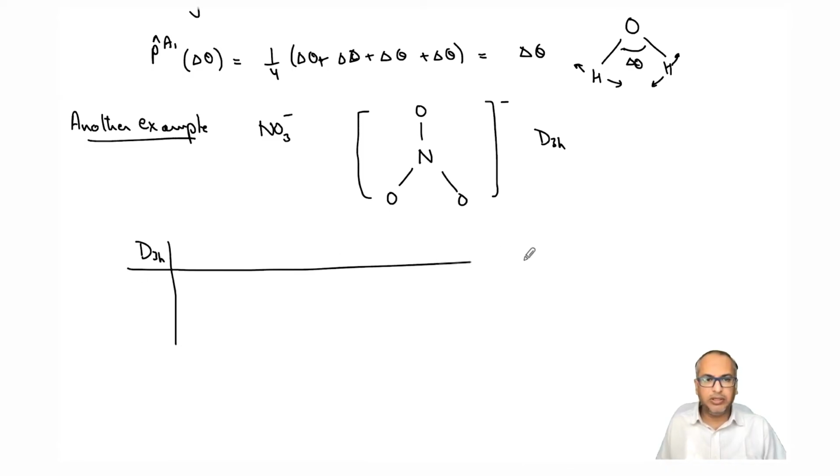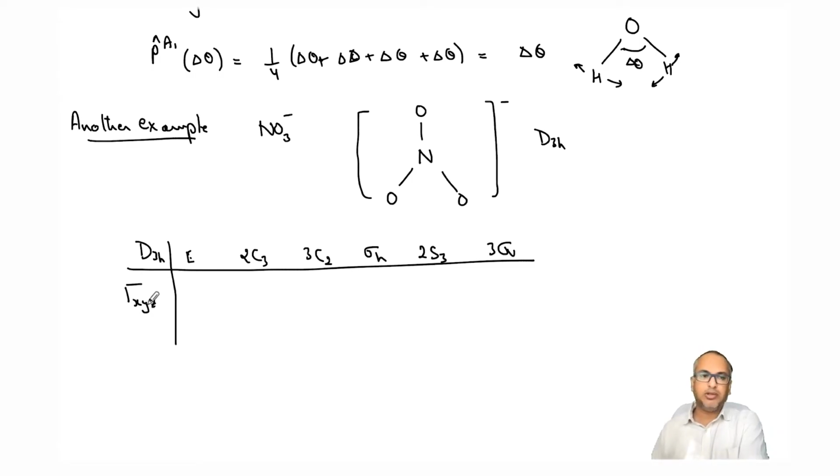So D3h, you have E, 2C3, 3C2, sigma h, and then 2S3 and 3 sigma v. Now for this we get tau XYZ, which is the summation of all irreducible representations where X, Y, and Z is the basis, right? So this we will get directly from the character table: 3, 0, minus 1, 1, minus 2, 1. And then the number of unshifted atoms. So this will be 4 here.